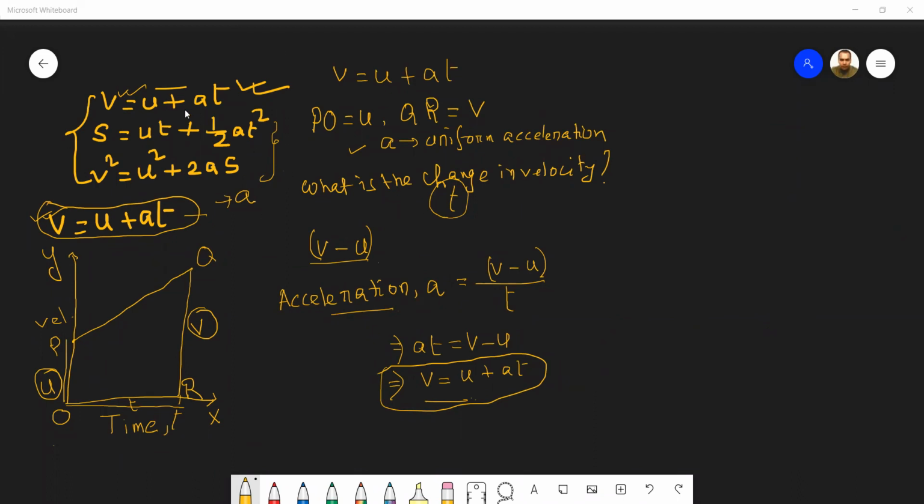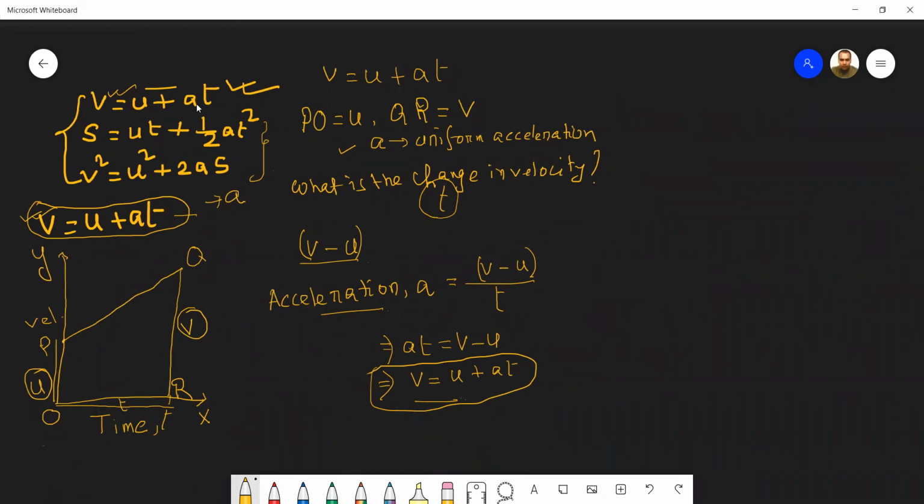So in the earlier video, we learned about the derivation of the first equation of motion, v equal to u plus at. Now we will learn about the derivation of the second equation of motion, which is s equal to ut plus half at square.